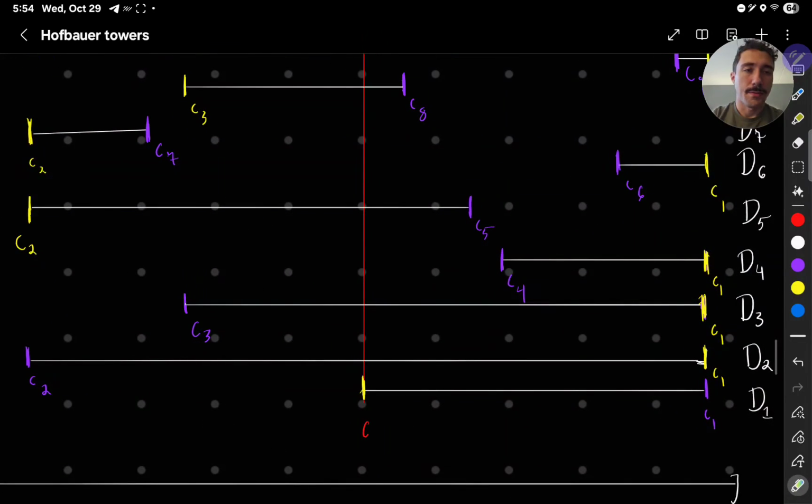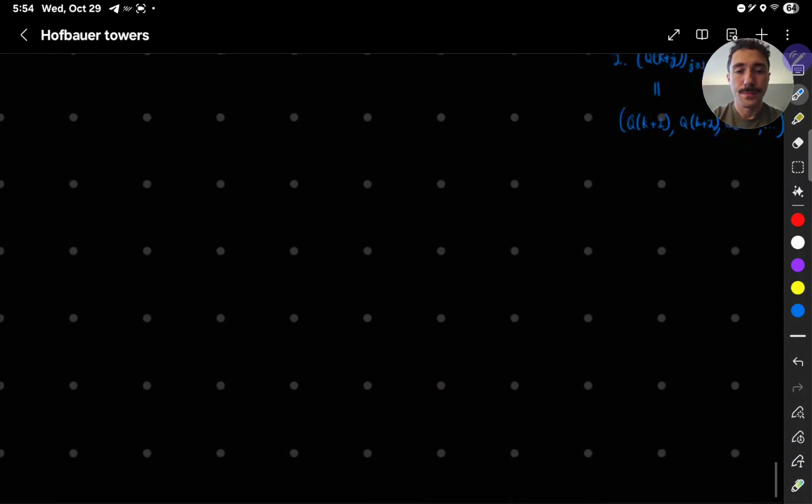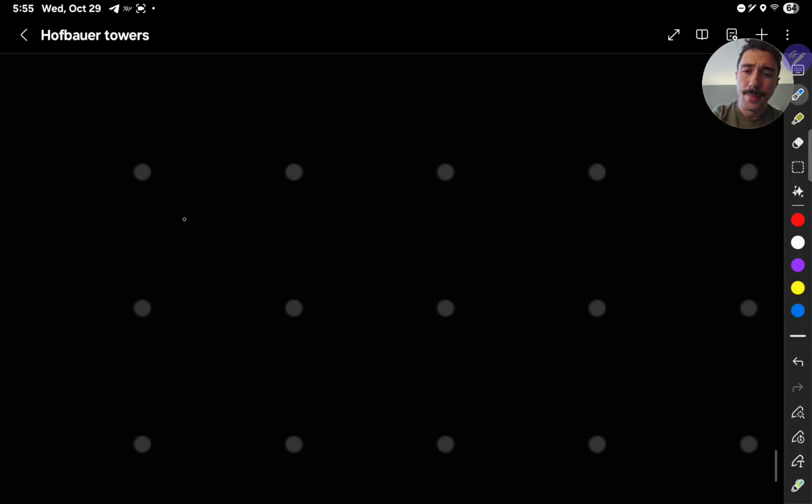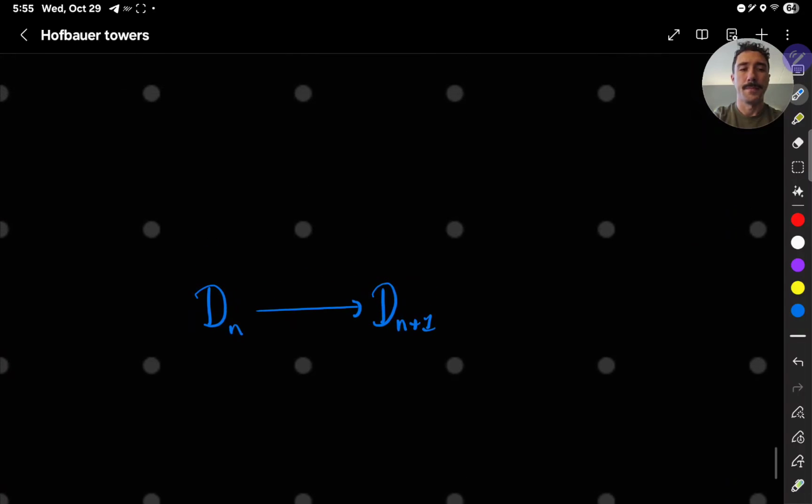So I'm going to build the Markov graph with the Dn intervals being the vertices. And I'm going to establish what they call the action on the Hofbauer tower. So the Hofbauer tower itself is the Markov graph. We just have to put edges on it, and they call that the action on the Hofbauer tower. You have two relations you need to know. Dn, for any n, has an edge to Dn+1. That's one of the two possibilities for an edge.